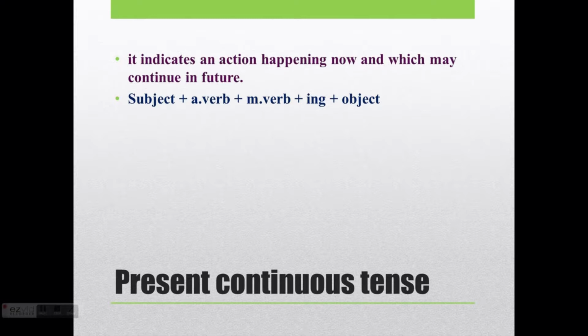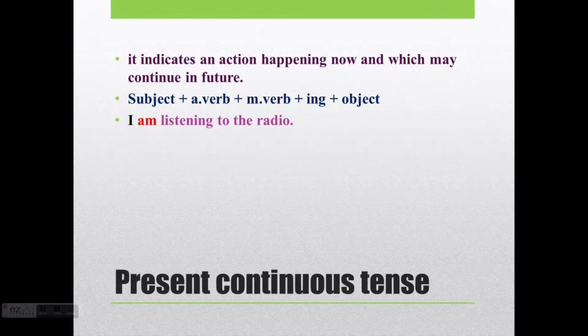What is an auxiliary verb? Auxiliary verbs are nothing but the verbs which help the main verb to complete the sentence. I'm going to explain this using an example. I am listening to the radio. Here, I is the subject, whereas am is the auxiliary verb. Listening is the main verb, and to the radio is the object.